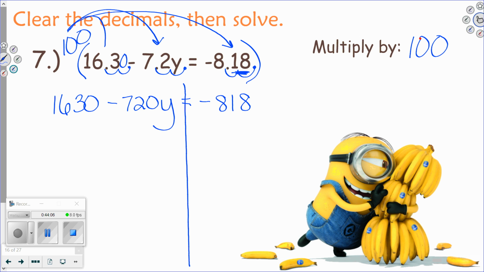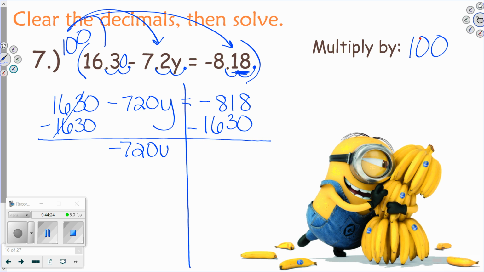It's got a y in it. I can't do it. All right, do I treat it differently with a y than I did an x? No, it's just a variable. All right, so I would subtract 1630. So negative 720y equals negative 2,448. Okay, check my mental math here. And then solve for y. Just divide by negative 720.